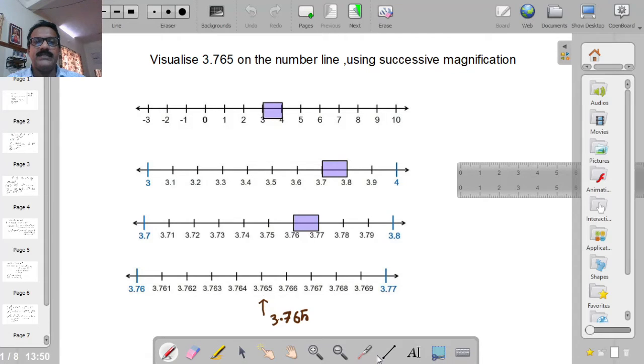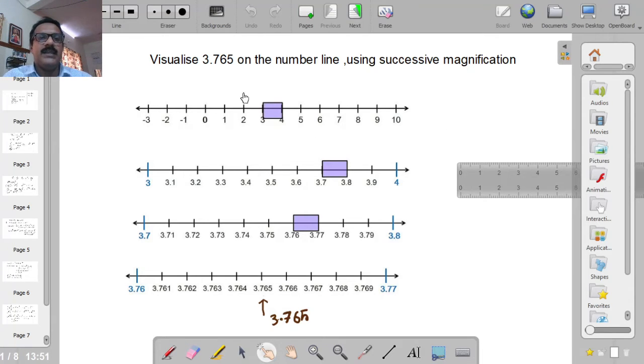Last class, we studied how to locate irrational numbers like root 2, root 5, etc. on the number line. Today, we will be studying how to locate numbers represented in decimal expanded form, approximated to some 3 or 4 digits, on the number line. For that, we will be using the method of successive magnification.